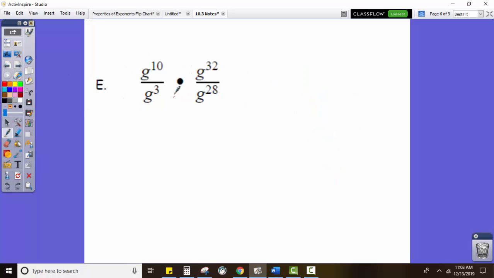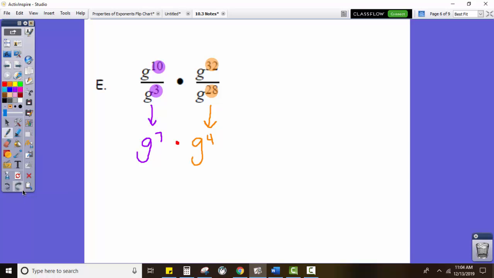And for E, same thing here. I have two factors that I have to divide first, and then I'll multiply them together. So g to the 10th divided by g to the 3rd. Take my exponents of 10 and 3, subtract them. 10 take away 3 is 7. I have g to the 7th, and then times g to the 32nd divided by g to the 28th. So I need to subtract those exponents. 32 take away 28 is 4. So g to the 4th.